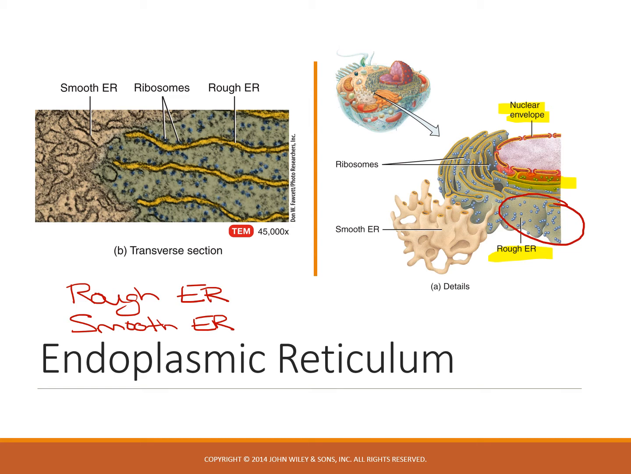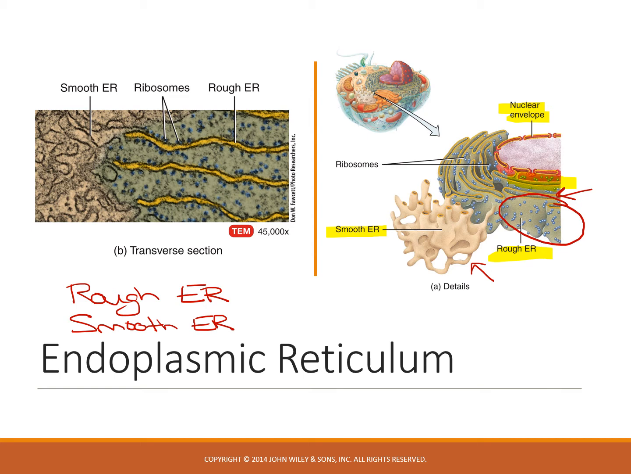The smooth ER extends from the rough ER to form a network of membrane tubules. So these look a lot different than the rough ER, as you can tell. The rough ER has a lot of folds, so you can see lots of folds here, whereas the smooth ER looks like tubes, or like a network of caves and caverns. Unlike the rough ER, the smooth ER does not have any ribosomes on the outside surface.